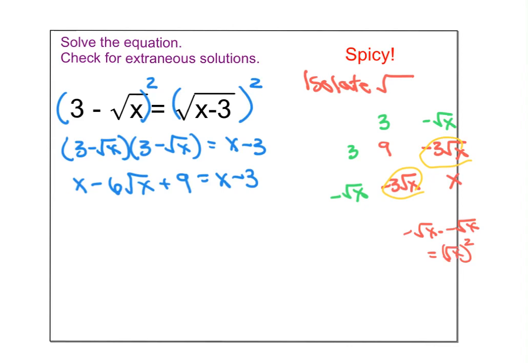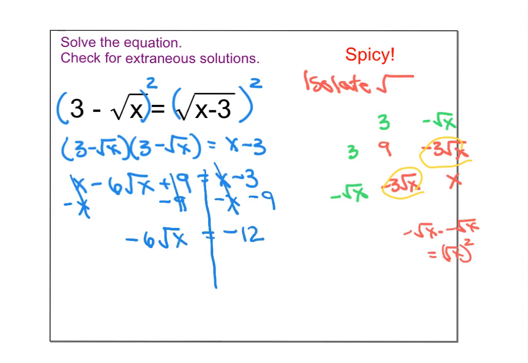All right. So now when I keep going, I'm liking this because one radical is gone. Now I just have to worry about this one here. So let's go back to the idea of let's isolate the radical again. So to get that x alone, I'm going to subtract x from both sides, and I'm going to subtract 9 from both sides. So I end up with a negative 6 root x on the left. Oh, and then what's really kind of nice is these x's cancel, and I'm left with a negative 12.